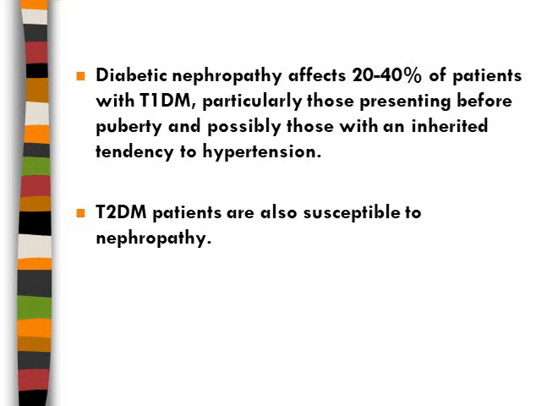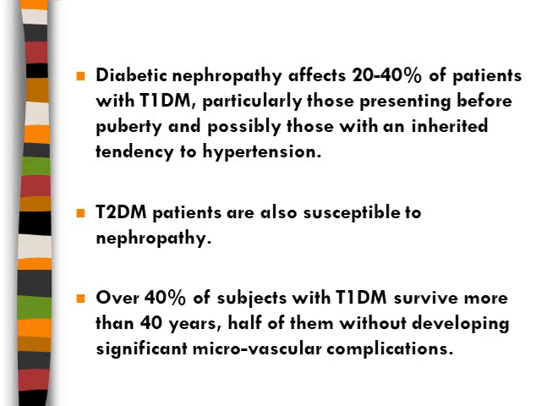Type 2 diabetics are also susceptible to nephropathy. Over 40% of the subjects with type 1 diabetes mellitus survive more than 40 years, half of them without developing significant microvascular complications.